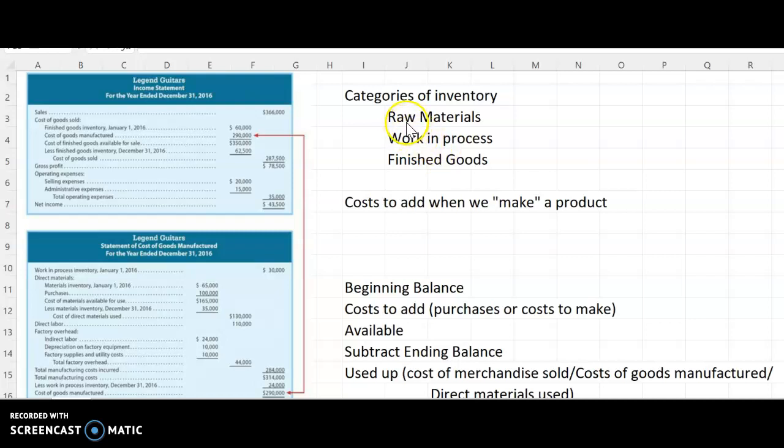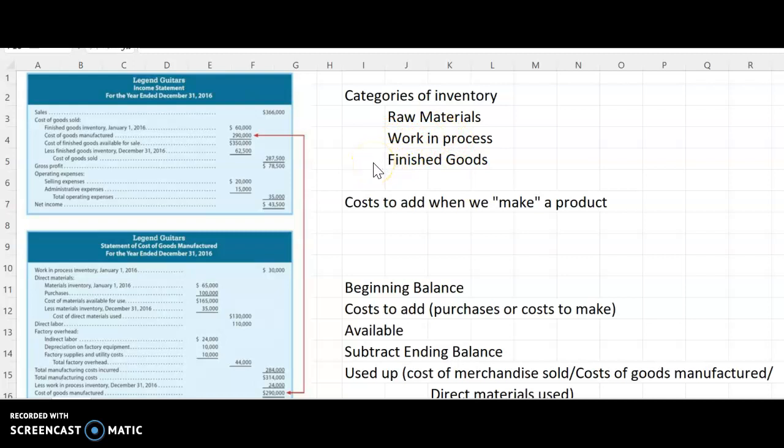The first one is raw materials, and that is what our wood is before we start to work on our guitar. Once we start to work on it, we're going to move it out of raw materials and into work in process. That's what it's called the whole time we're working on the guitar. And then once we finish our work on the guitar, we're going to move it out of work in process and into finished goods.